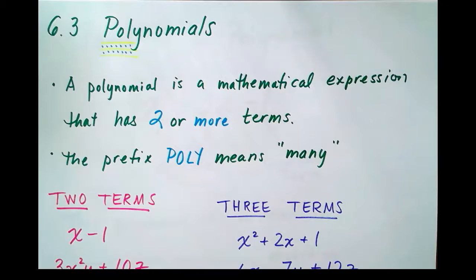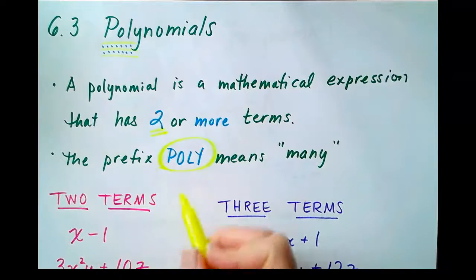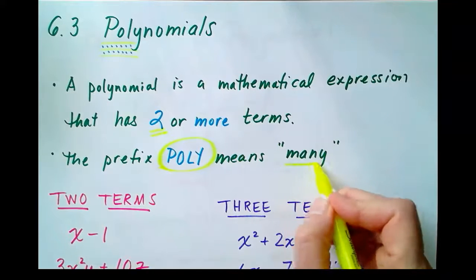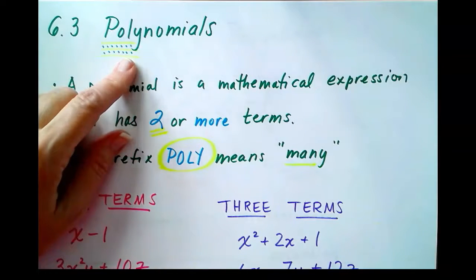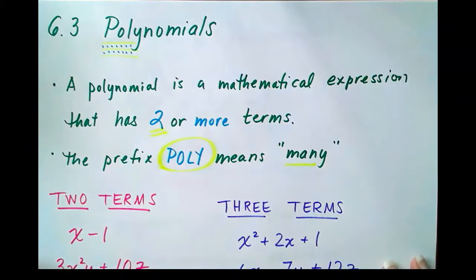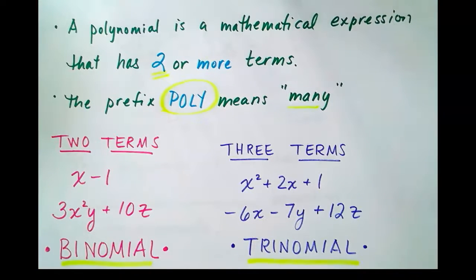Algebra 1, we are moving into a discussion of polynomials. A polynomial is a mathematical expression that has two or more terms. We see the prefix poly, and the poly prefix simply means many. So a polynomial is just an expression with many terms. And here are some very simple polynomials here on the bottom of the page.